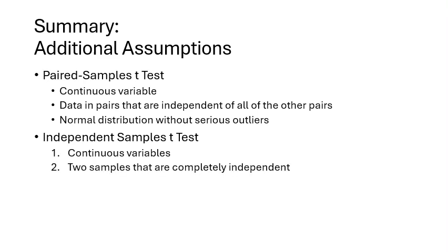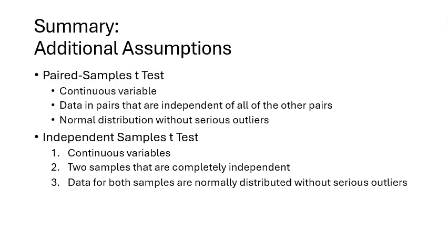We need two samples that are totally independent. The individuals in each sample are unrelated to each other. The data for both samples are normally distributed without serious outliers. And then here's that new one, homogeneity of variances. The variances are approximately equal, and we'll use Levene's test to test that.